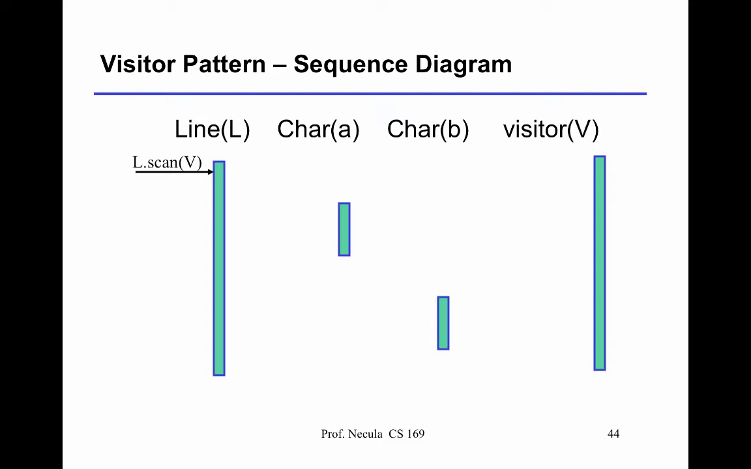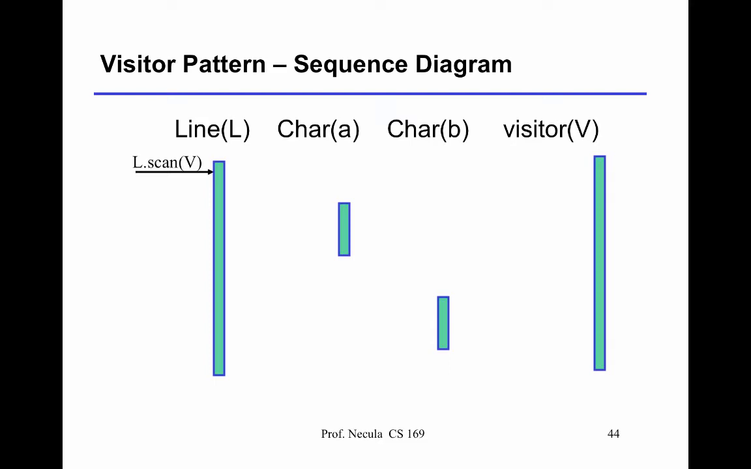And control, as I said, the way this works is you create a visitor, let's say to count lines or to find a character, and then you call the scan method on your document. And that's where the control is. The scan method, in this case for a line, what I'm trying to show here is that I'm calling the scan method for line L, and I pass this visitor to the scan method.